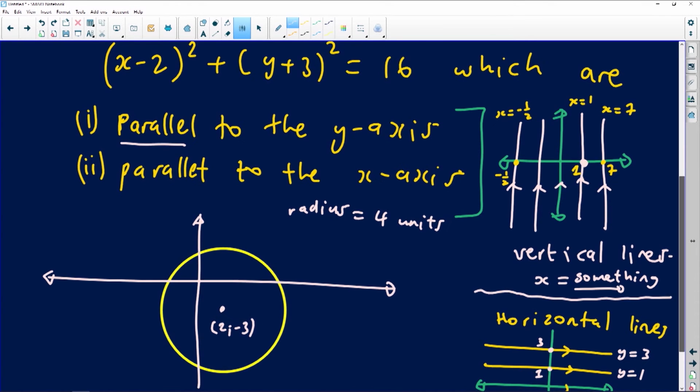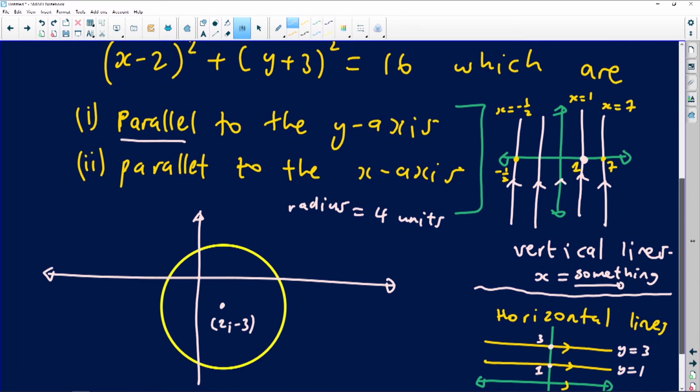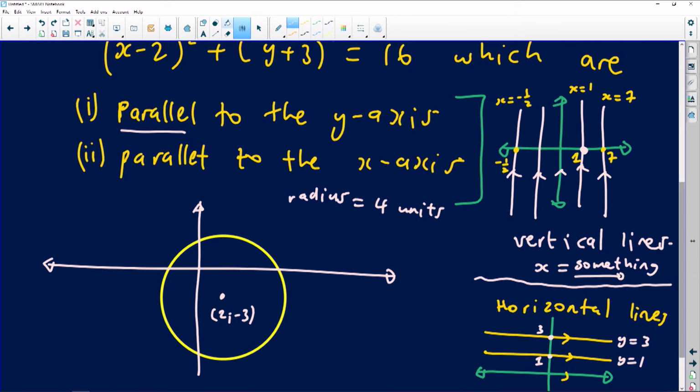I want to draw a straight line that is going to be parallel to the y-axis. I'm going to draw it. Let me change color. Here's a straight line that is parallel to the y-axis. But that line is not a tangent to the circle. I want it to be a tangent to the circle.